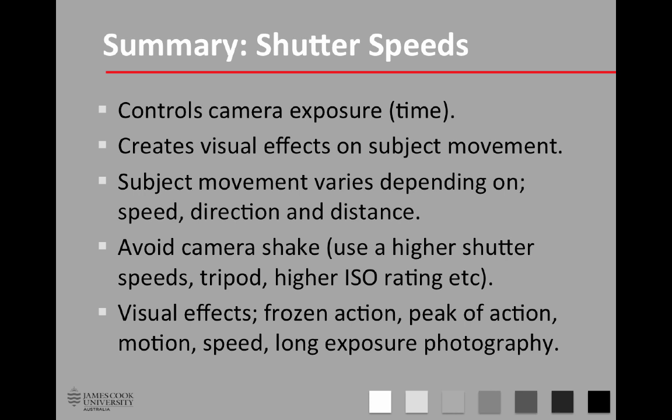So what have we covered this lecture? We know that shutter speeds control exposure through time. Shutter speeds also provide creative control on how the subject may appear based on how the subject moves. Subject movement varies depending upon speed, direction, and distance. In most applications, we select a shutter speed to avoid camera shake, and we can use camera supports such as tripods, monopods, and copy stands for long exposures. By increasing ISO rating, we can also control camera shake.